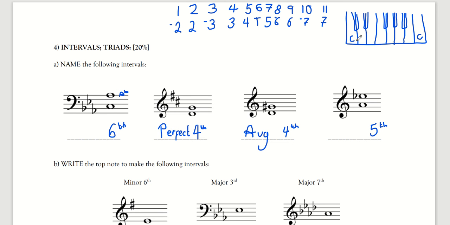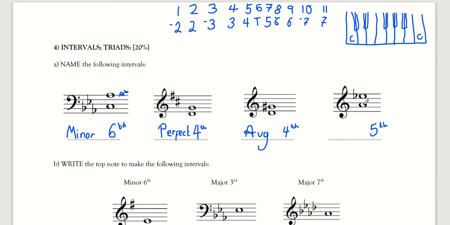So starting on the note C, we're going to count up the interval to A flat, so we go 1, 2, 3, 4, 5, 6, 7, 8. What is 8? That is a minor sixth. So we've got, because it's got that little minor symbol next to it. So I'm going to put minor sixth. Lovely. Let's do this last one.